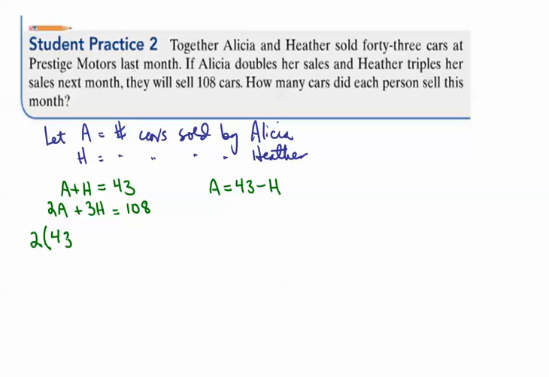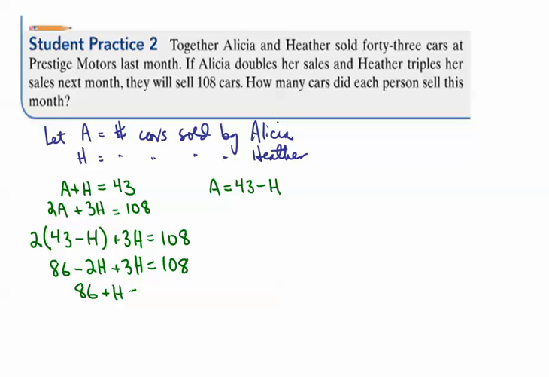So another way of phrasing A, the number of cars sold by Alicia, is 43 minus the number of cars sold by Heather. Then we add 3H for the triple the number sold by Heather, and we get a total of 108. All we're going to do now is distribute. 2 times 43 is 86 minus 2H plus 3H is equal to 108. 86 plus H is equal to 108.